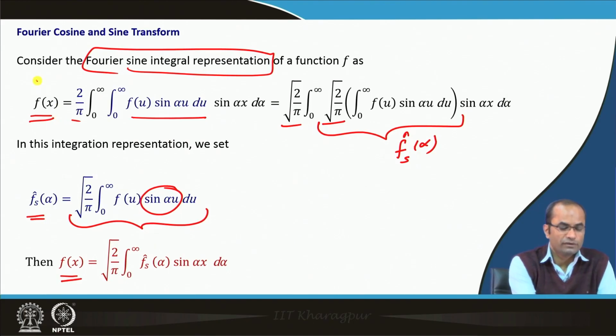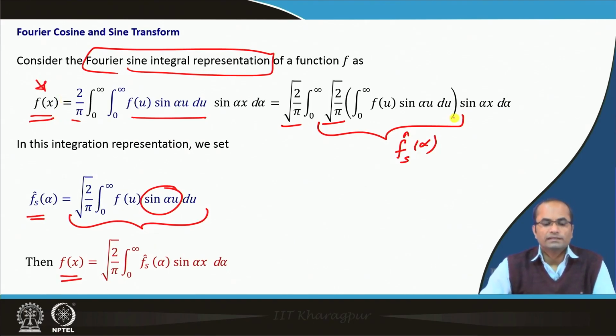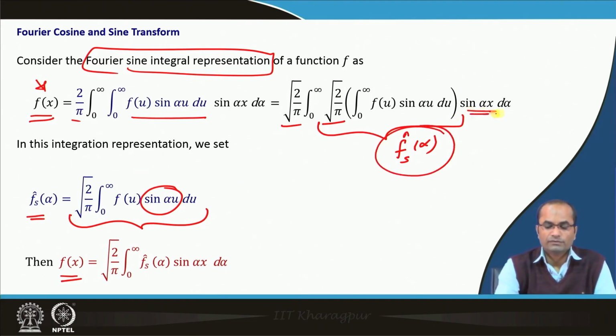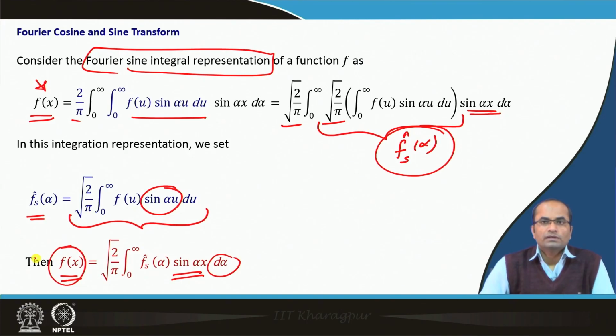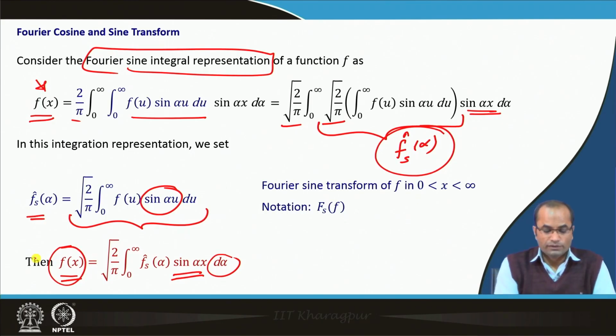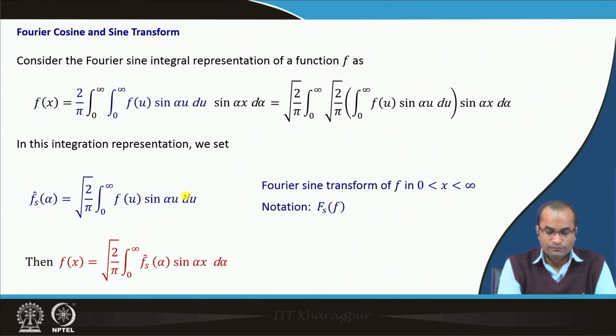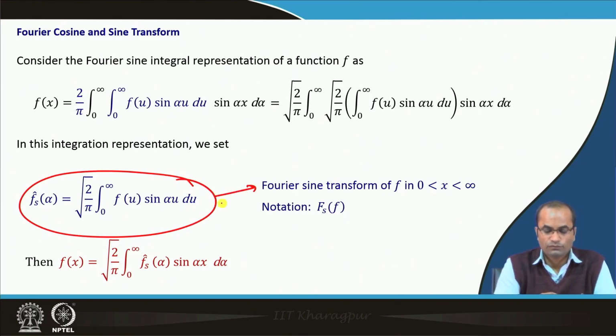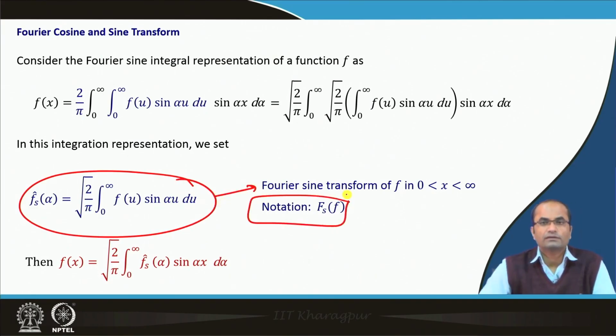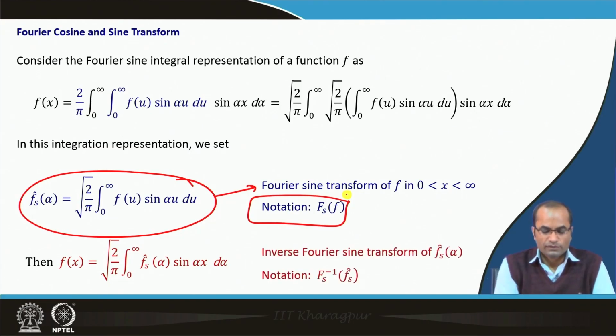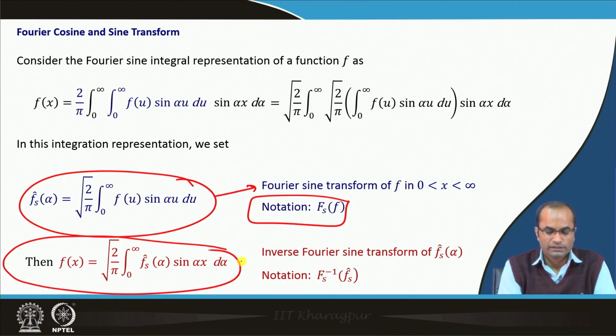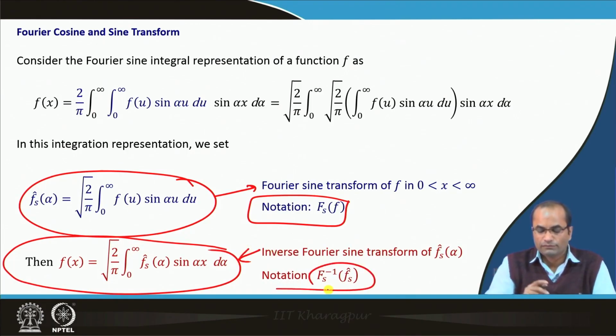Now, getting back to f(x), we will use again this Fourier sine integral representation. Having this f_s hat(alpha), if we integrate after multiplication with sine(alpha x) over d alpha, we will get back the function f(x), and therefore this is called the Fourier inverse transform. So the first one is called the Fourier sine transform. The notation for the sine transform is F_s(f), and for the inverse Fourier sine transform, which is given by this integral, the notation we will be using is F_s inverse of f_s hat.